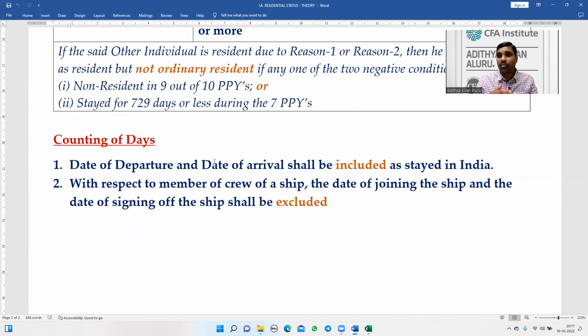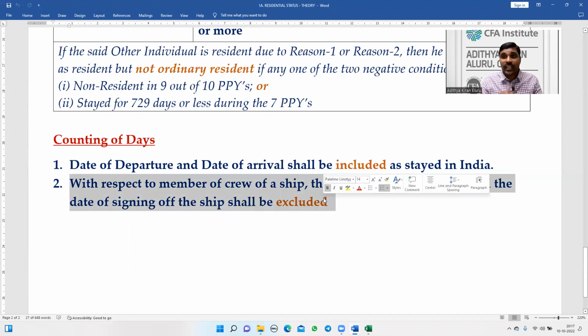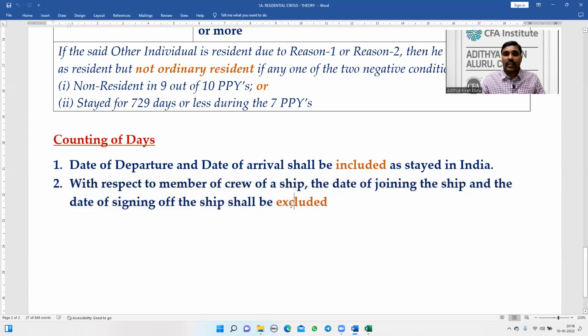In what way am I saying that these are in favor of those persons? Because the more days you exclude, the fewer the chances of being a resident in India, and the lower the probability and amount of taxation. So the provisions are designed in favor of these persons, with stringent regulations for becoming a resident. If the regulations are very stringent, there are fewer chances of becoming a resident, and fewer chances of becoming a resident means less tax payable. Therefore, the date of joining the ship and the date of signing off the ship have to be excluded.